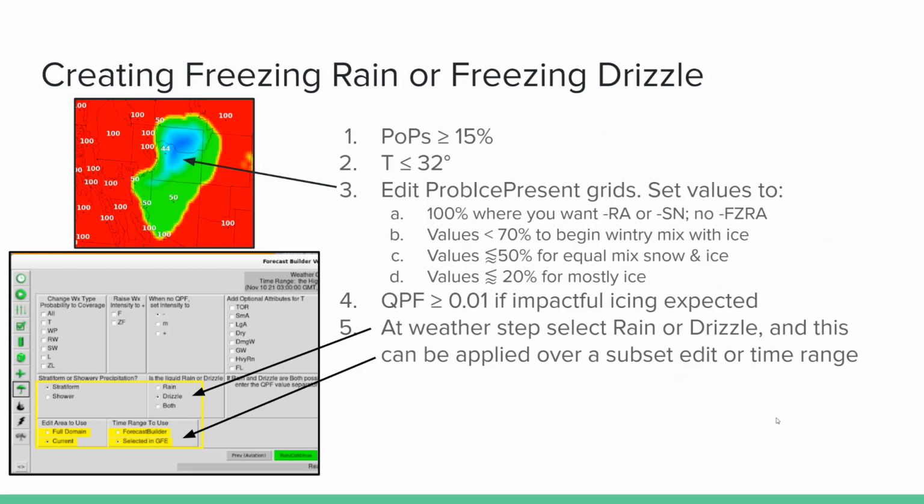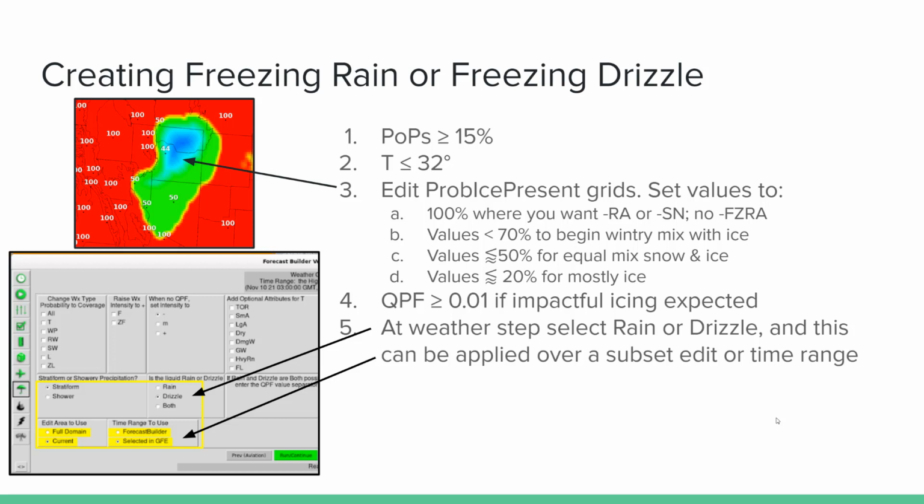In order to create freezing drizzle or freezing rain, the prob-ice present grid is used to remove ice from the cloud, which will allow ForecastBuilder weather step to convert this weather type to freezing rain or drizzle instead of snow. In order to get these frozen precipitation types into the forecast, these conditions must be met: having a pop above 15% with a surface temperature below freezing, and then lowering the prob-ice present grid values to at least below 50% to ensure more ice than rain or snow in the forecast. At values below 20%, ForecastBuilder will give an output of predominant freezing rain or drizzle.